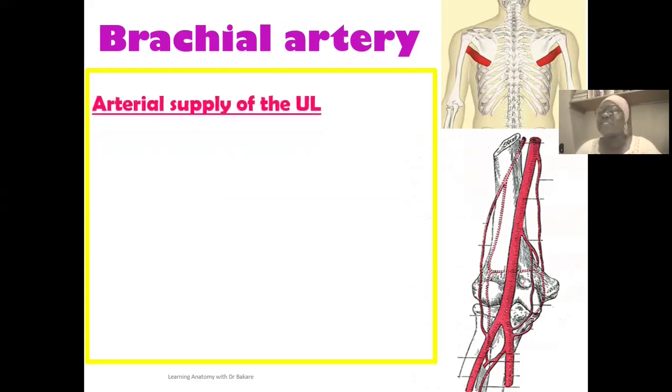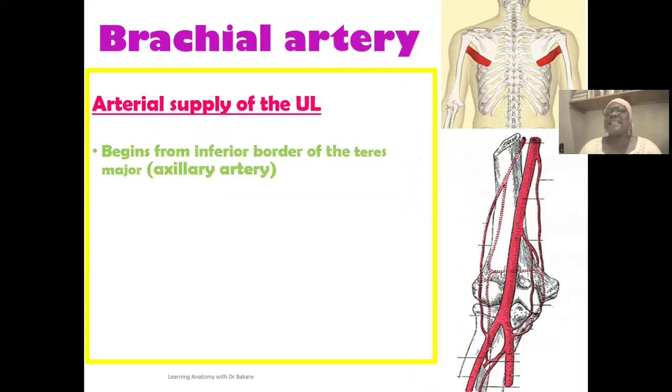The brachial artery basically is an arterial supply of the upper limb, and it is seen to begin from the inferior border of the teres major. It is a continuation of the axillary artery. If you try to use this image at this upper region, this is where we have the teres major, and above the teres major here, highlighted in green, is where we have the axillary artery.